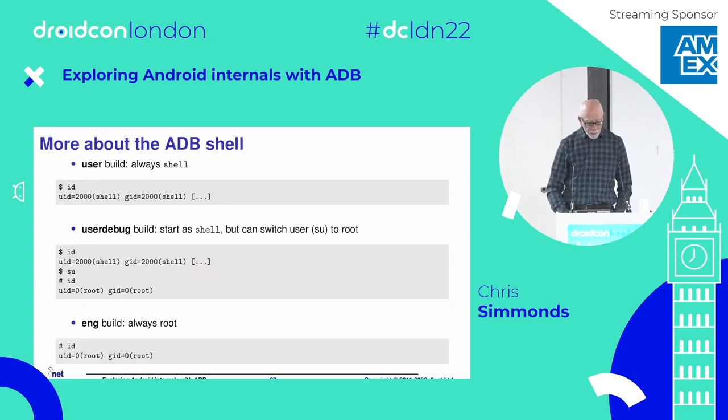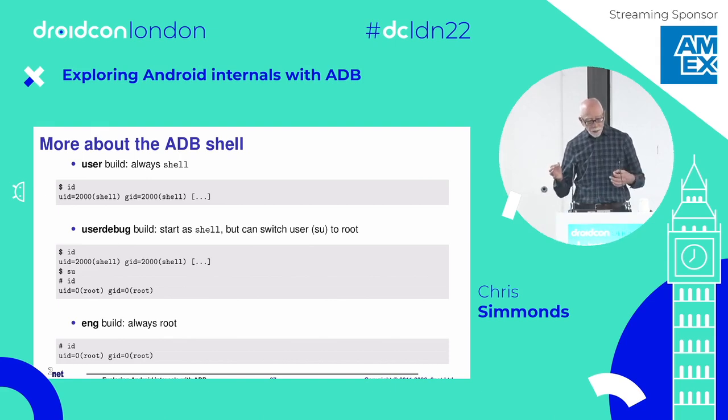A couple more things about the ADB shell. There are three different Android builds. You have user builds, userdebug builds, and engineering builds. A user build is what you get on a commercial shipping product. With user builds, when you do an ADB shell, you only get user ID 2000. User ID 2000 can look at various things, but it can't change anything.